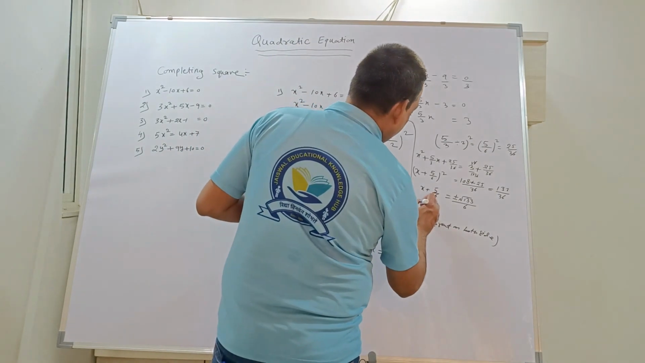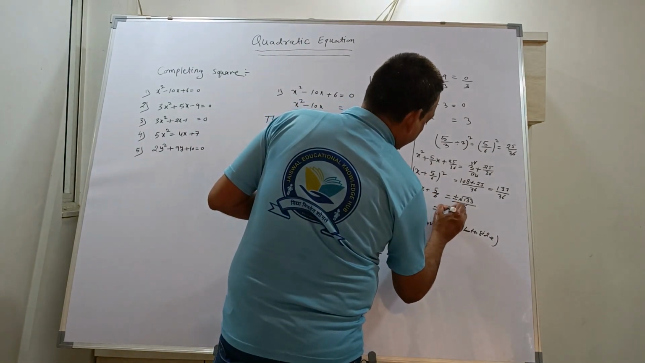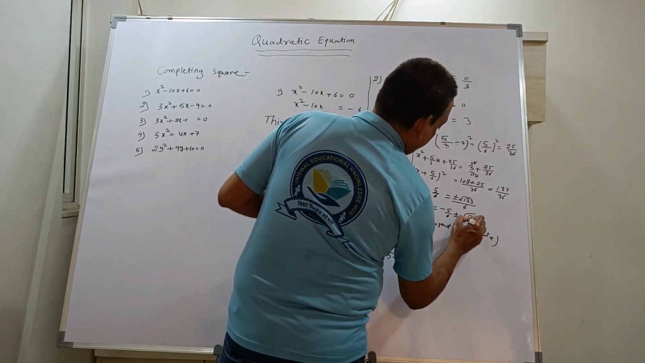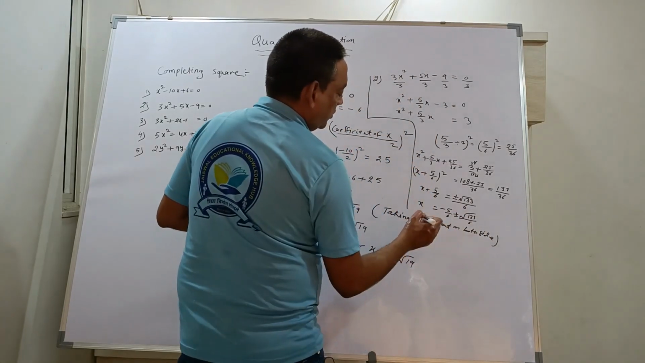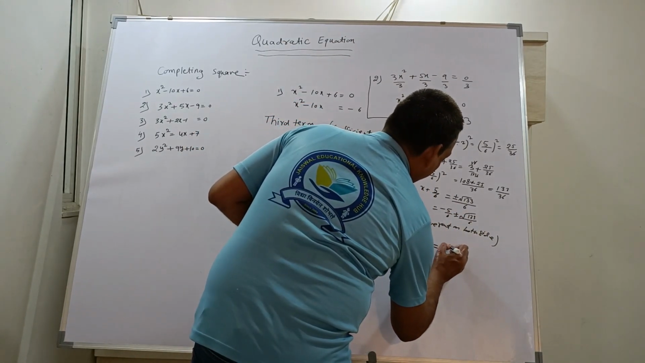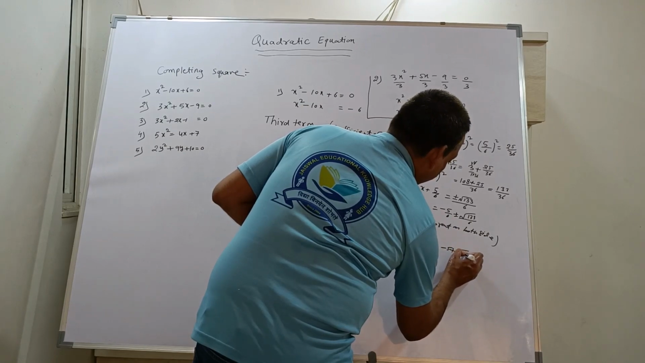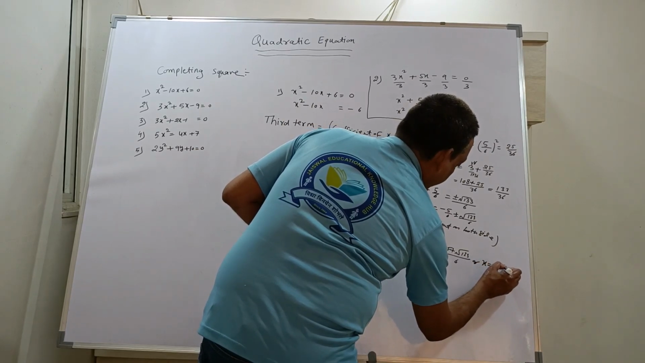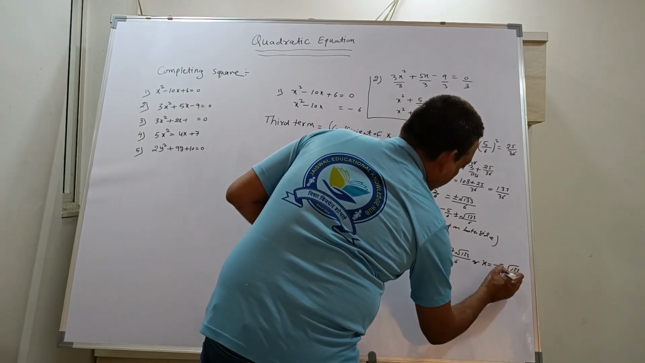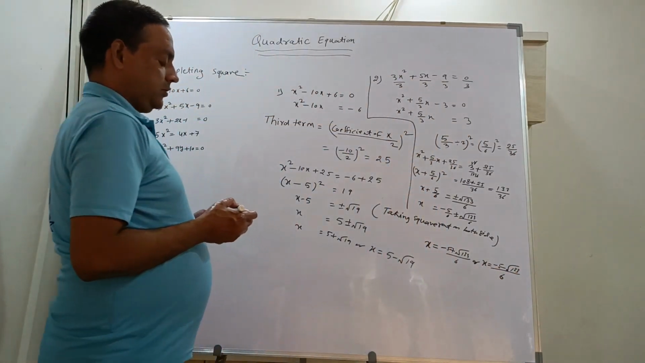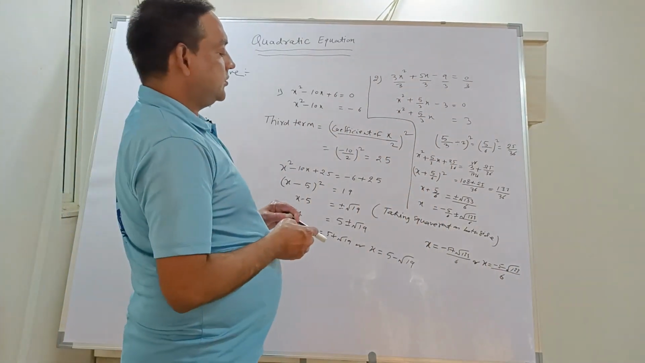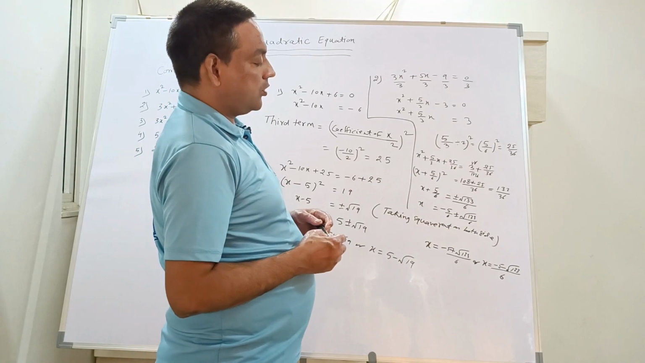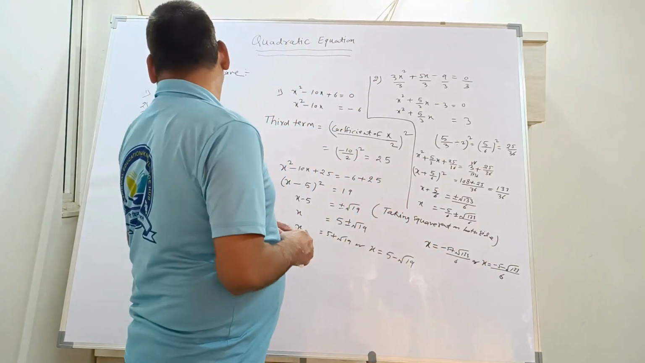Therefore x is equal to minus 5 upon 6 plus minus root 133 upon 6. So finally we get x is equal to minus 5 plus root 133 upon 6, or x is equal to minus 5 minus root 133 upon 6. So x is equal to minus 5 plus root 133 upon 6, or x is equal to minus 5 minus root 133 upon 6.